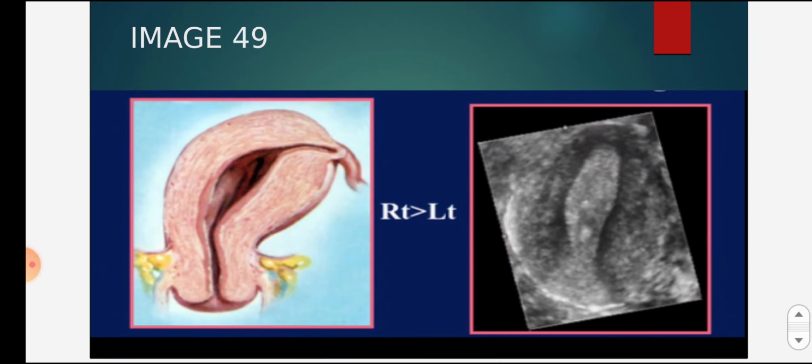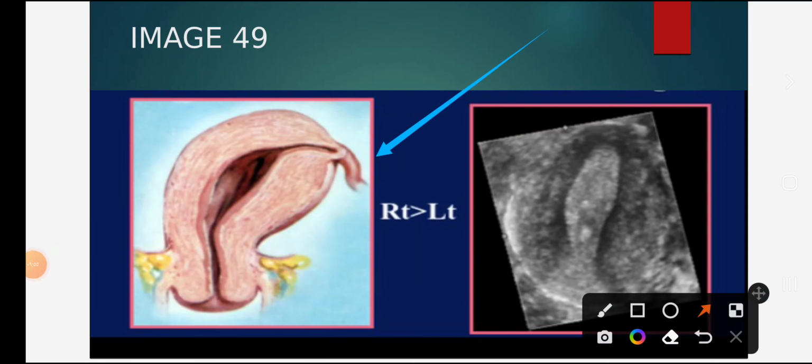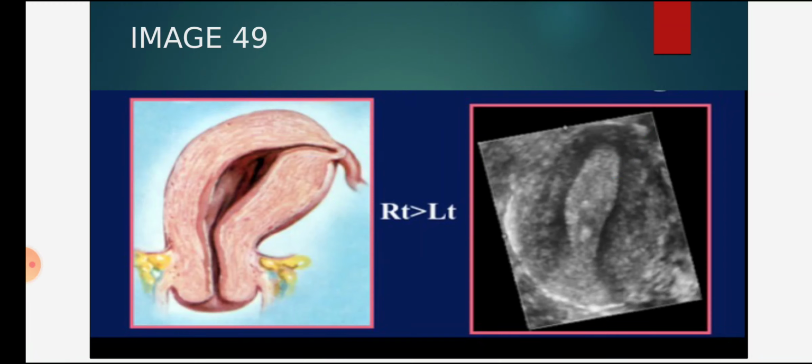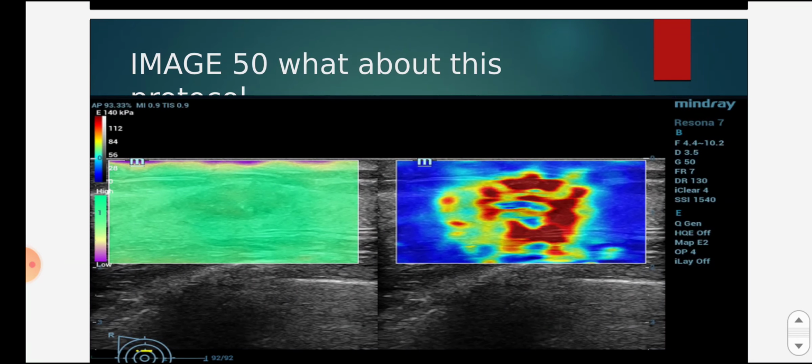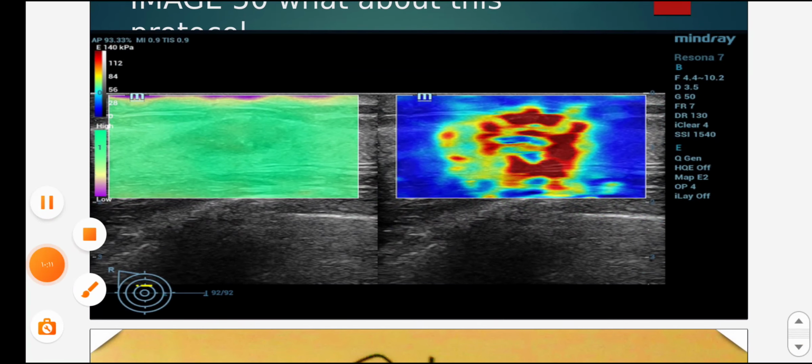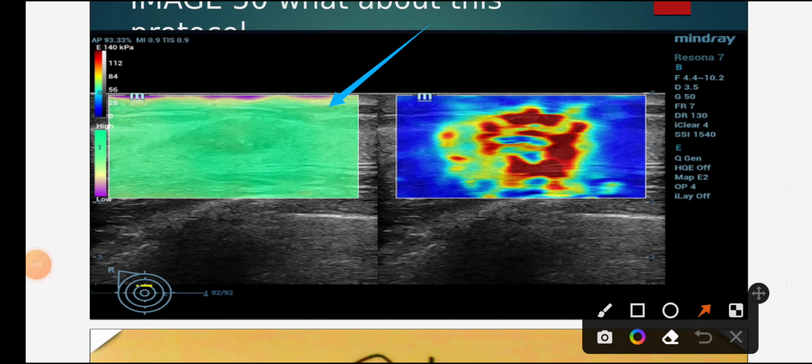Image number 49. A unicornuate uterus has one fallopian tube and ovary. The feature of the unicornuate Mullerian anomaly. Last image of the 15. What about the protocol? The feature of elastography. The elastography protocol of ultrasound is for detection and differentiation between solid and cystic masses, and is good for evaluation and differentiation of masses by using pressure.